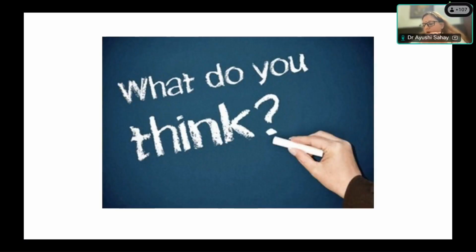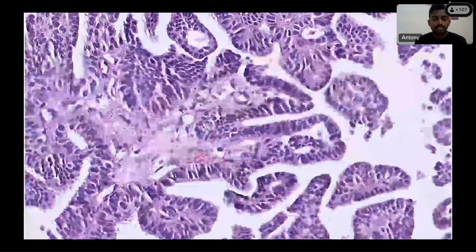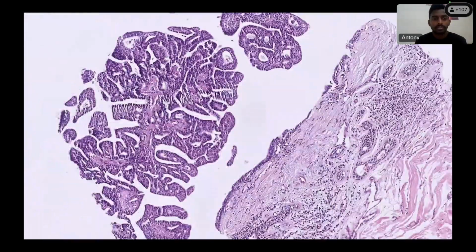Okay, so would anybody like to add any other diagnosis, differentials? Okay. It can be also encapsulated papillary carcinoma. We cannot call this in biopsy. I would call it papillary neoplasm. And we can further categorize with myoepithelial markers or an excision. I would like myoepithelial markers.